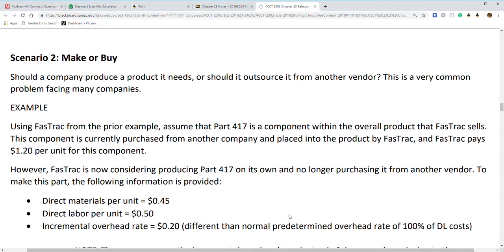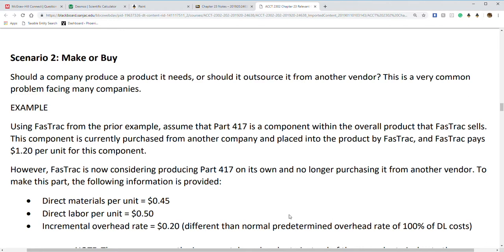So scenario number 2, we're going to take now. Should we make it or buy it? Sounds like a game show. Make it or buy it.